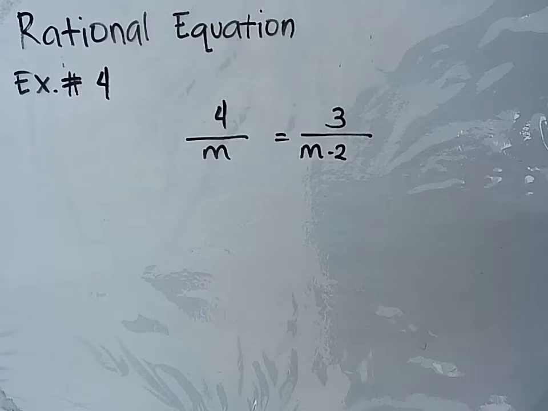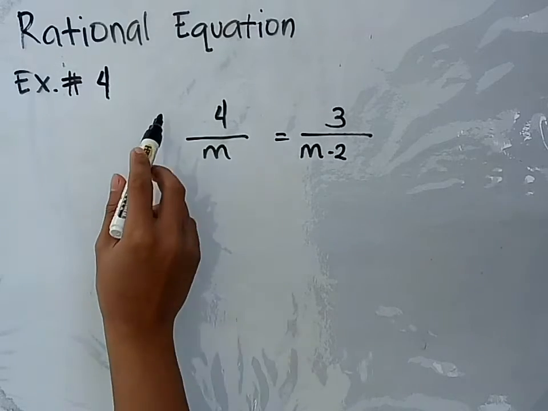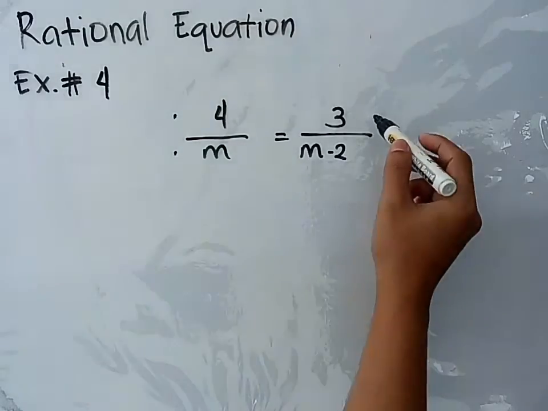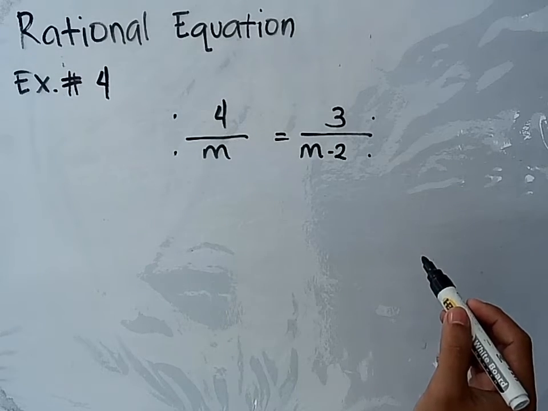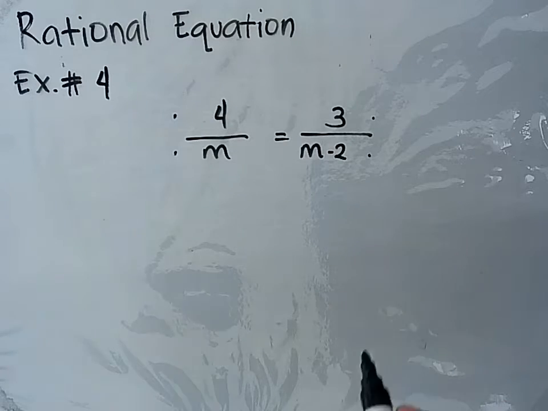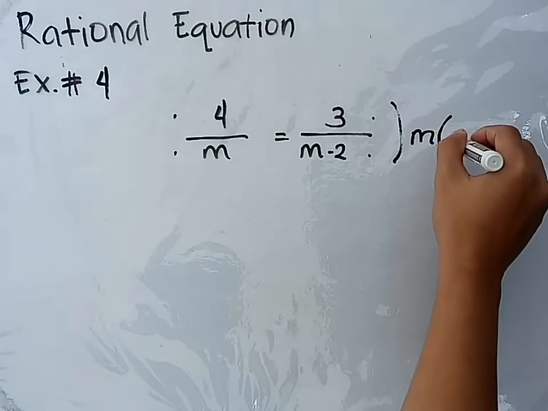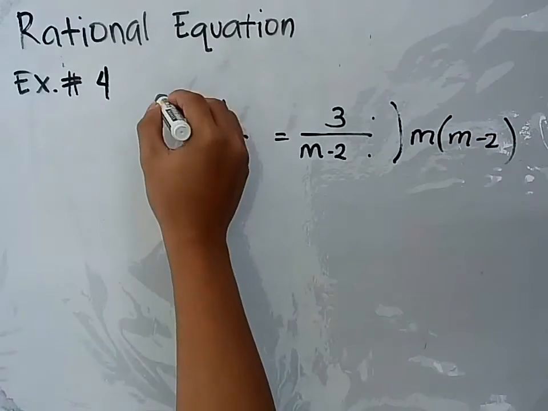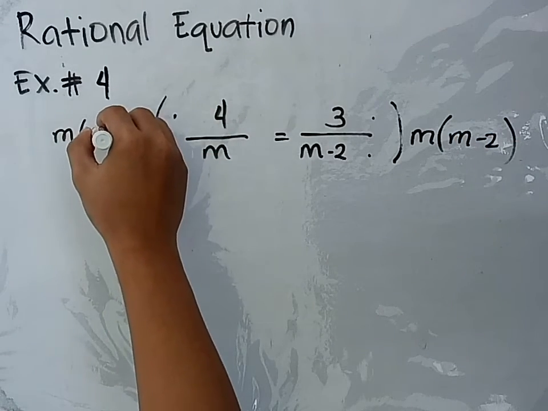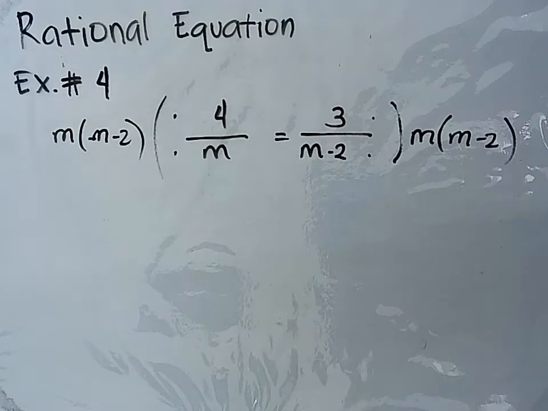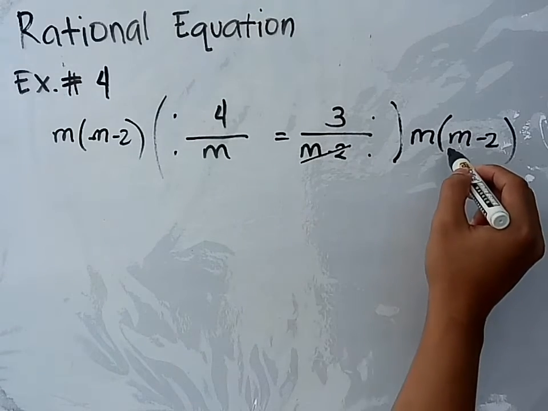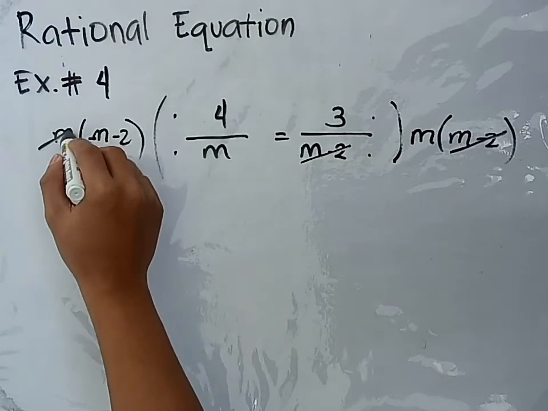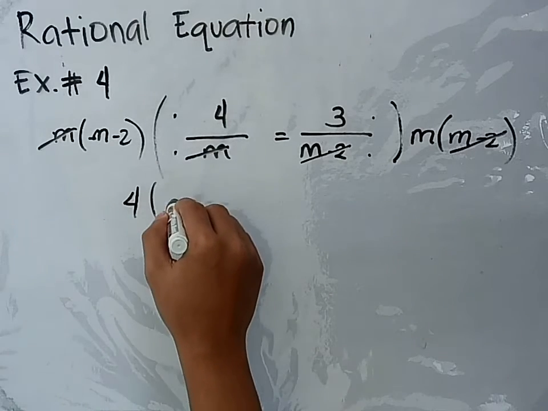This is rational equation example number 4. We have the given 4 over m equals 3 over m minus 2. All we need to do is first get the LCD, which is m times m minus 2. Next, since we have terms similar to the LCD, we do cancellation and bring down all the remaining terms, which is 4 times m minus 2 equals 3m.